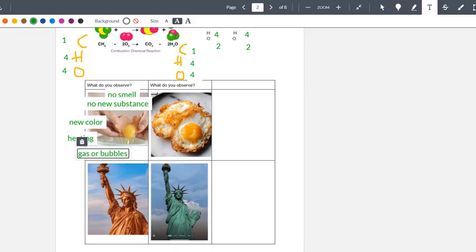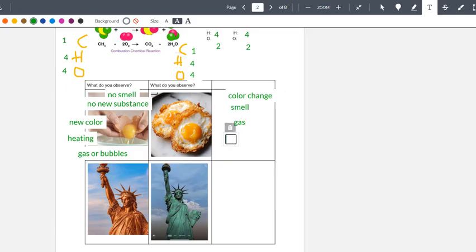Over here, when I fry an egg, you'll notice that this clear part turns into a white part. That is a color change. When I go over and I fry an egg, if you remember, there is a smell. There can be a gas. This right here is a chemical change.